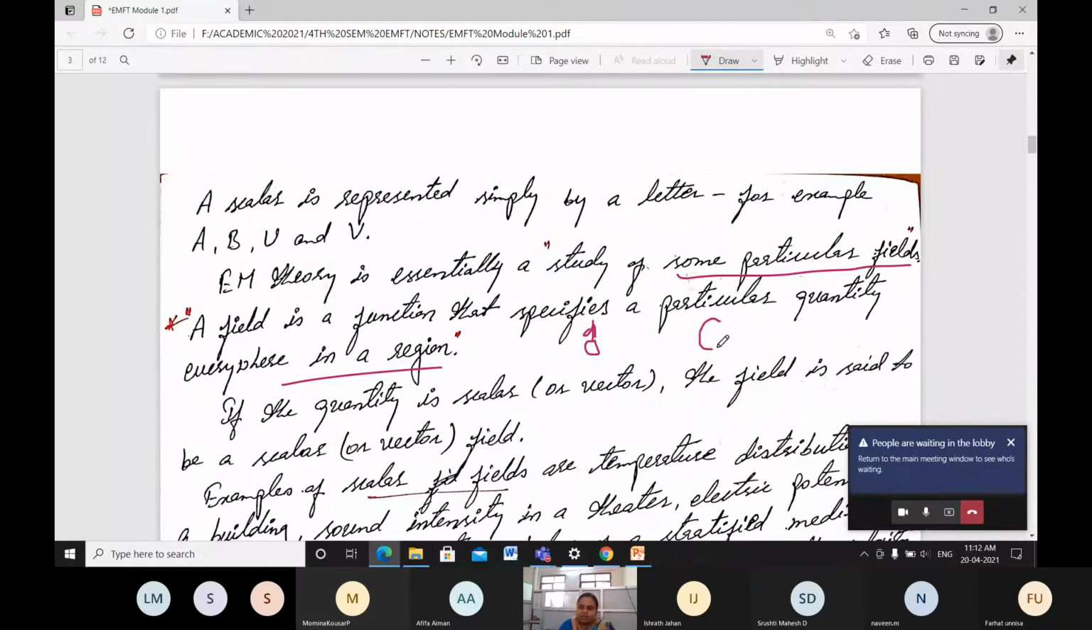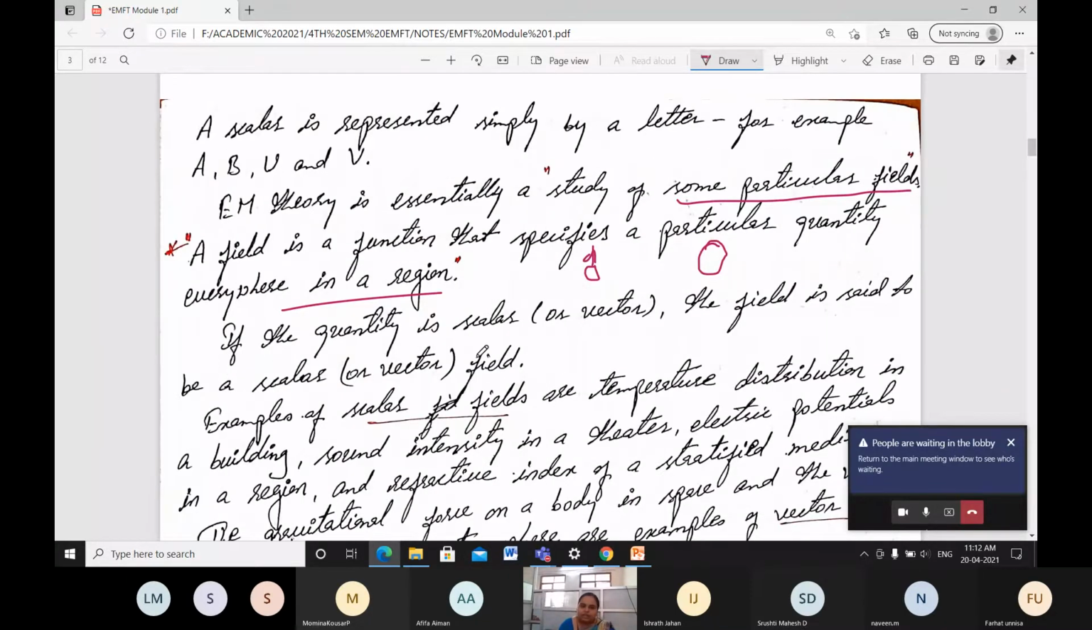In a cricket stadium there is a limited field, right? We call it a field. Within that, if the ball goes in a shorter way, it will be 4. If it goes high, it will be 6. So for that region, the magnitude is varying, right? That is your field. Then if a quantity is a scalar or a vector, the field is said to be either a scalar field or else a vector field.